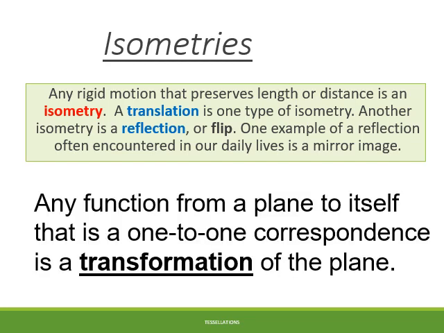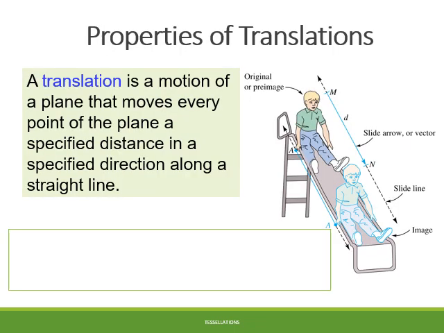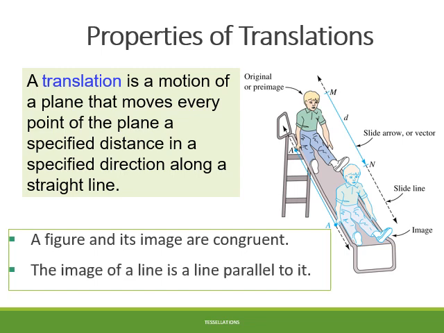And any function from a plane to itself that is a one-to-one correspondence is called a transformation. So in other words, if the shape isn't changed, that's called a transformation. This is an example of a translation. If you look, the little kid at the top of the slide versus the little kid at the bottom of the slide, his original image and his translated image are the same. In other words, they're congruent, same size and same shape, and the image of a line is a line parallel to it.